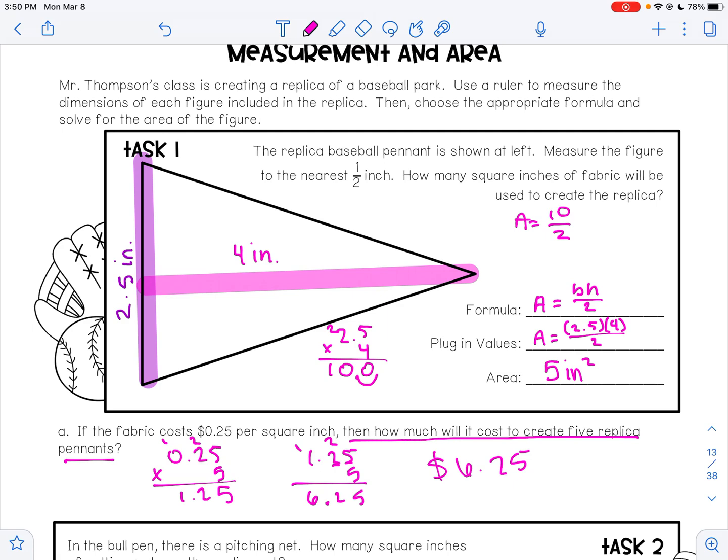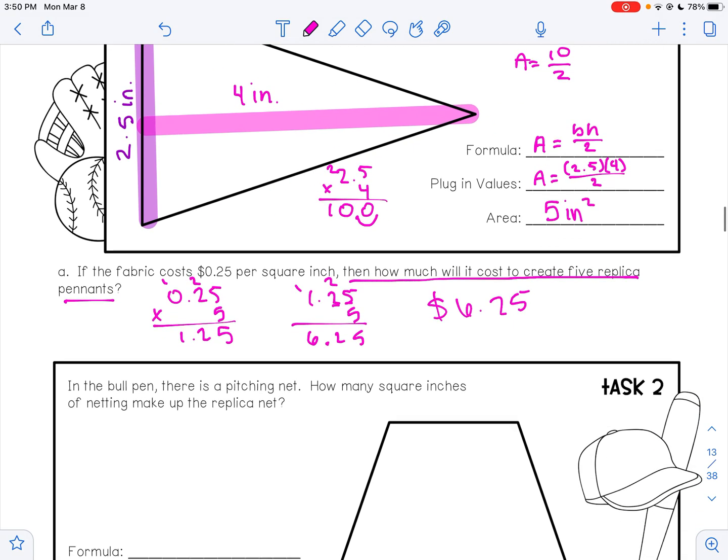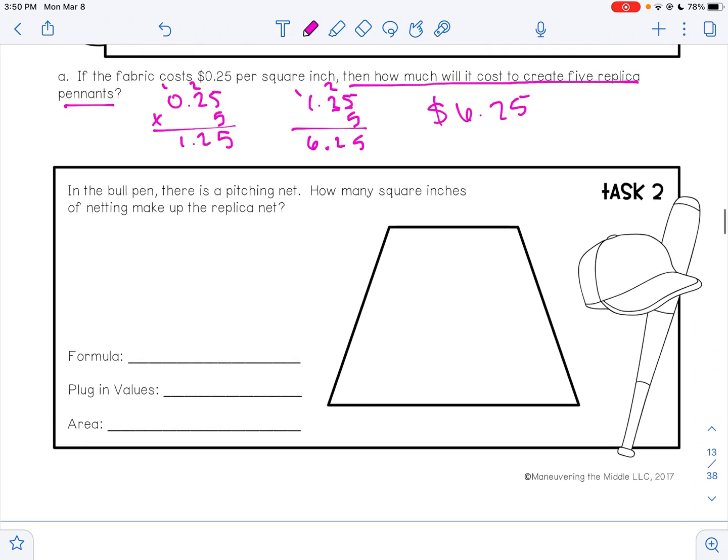All right, let's move on to number 2. And as always, you can pause to finish writing, or maybe you wanted to look something over again. You absolutely have that opportunity. So let's look at task number 2. In the bullpen, there is a pitching net. How many square inches of netting make up the replica net?